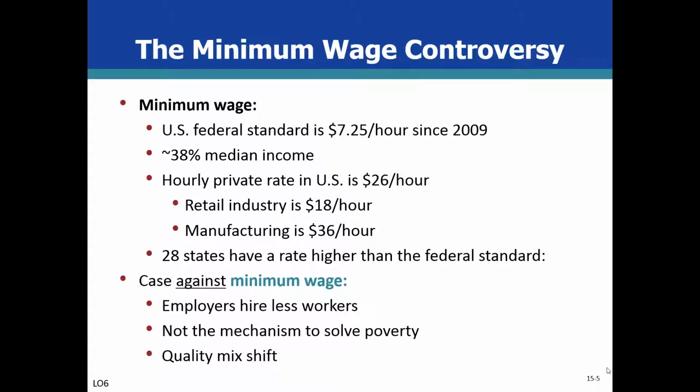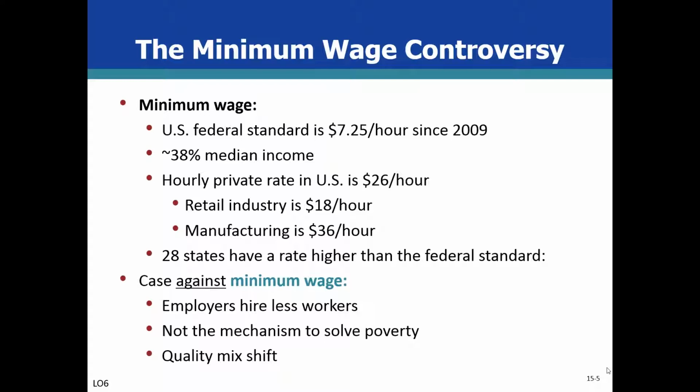Interesting quote. Today, the minimum wage in the United States is $7.25 an hour and has been a federal standard since 2009. How does this compare to other workers in the United States? The wage is about 38% of the median income of all workers in the United States. The minimum wage is significantly below the $26 hourly private rate in the United States and far below the rate paid to manufacturing workers.